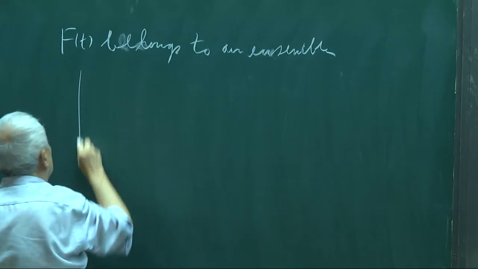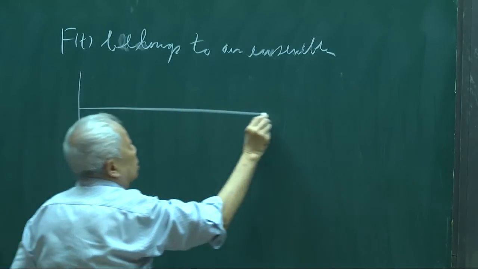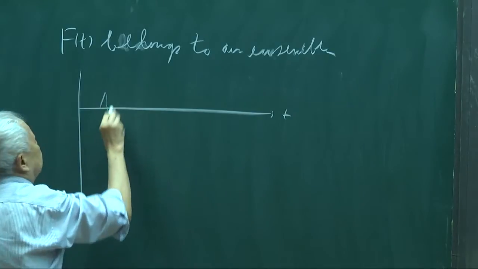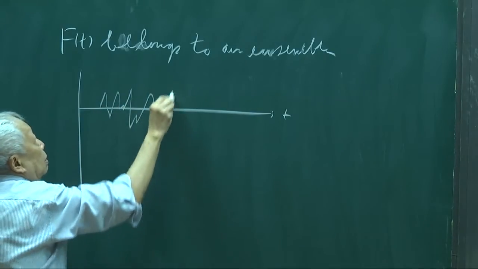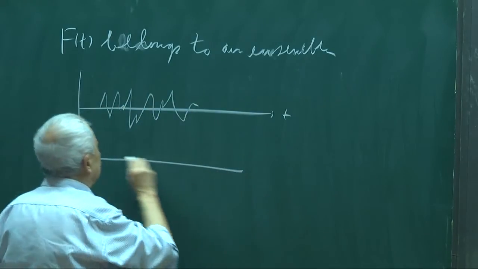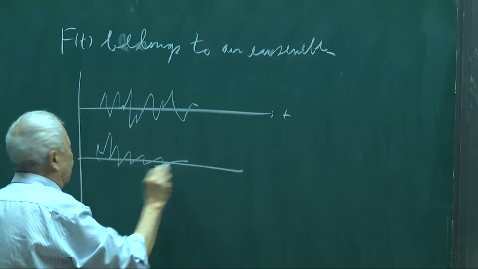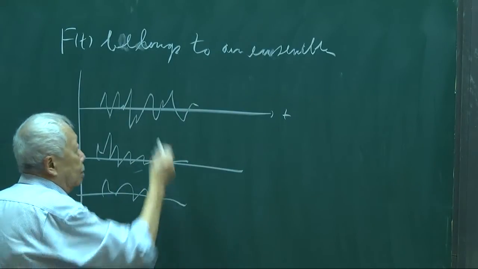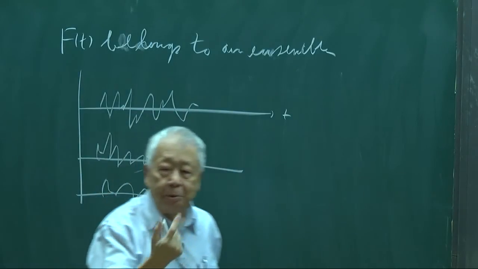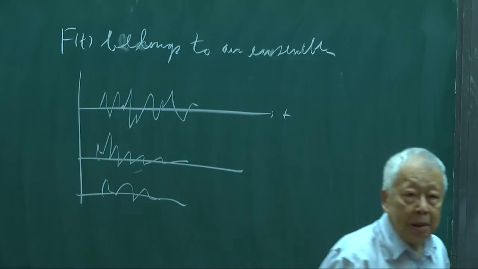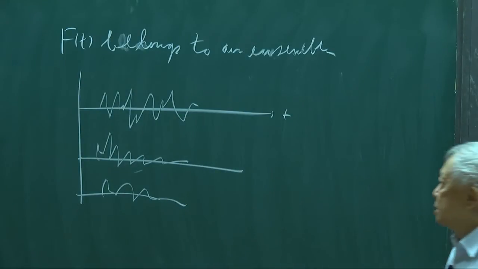Like this. Maybe as time goes on, one of them looks like this. The next one looks like this. The next one looks like this. They're all different. But F is just to be averaged over all these ensembles. And that makes this equation a stochastic equation.